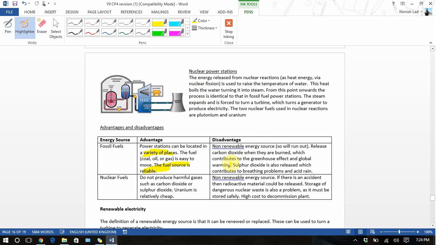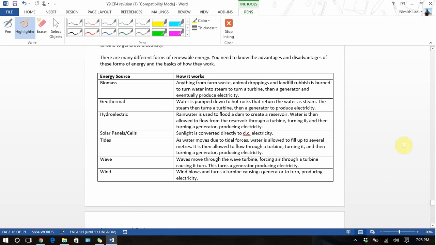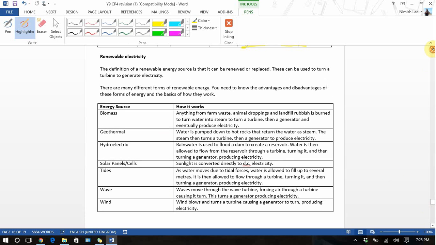The problems are that they produce carbon dioxide when they are burned, which contributes to the greenhouse effect and global warming. Also makes sulfur dioxide, which causes acid rain and breathing problems. Nuclear fuels, they're non-renewable. They're going to run out one day, and the accidents are dangerous. Okay, it could be a high cost to actually decommission this, but they don't produce any harmful gases like carbon dioxide and sulfur dioxide. If we think about renewables, these renewables can be replaced one day. Okay, they're not going to run out, and that means that they're conserving fossil fuels. That's great.